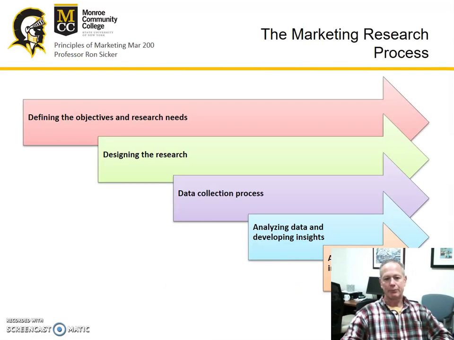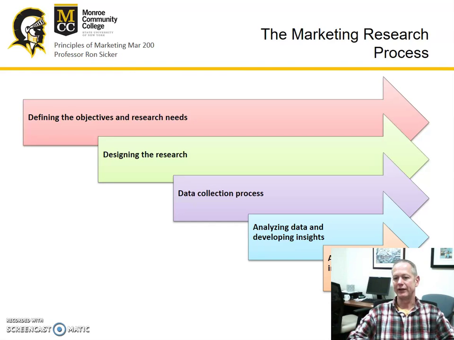So really the process starts with defining the objective. What do you want to know? Do you want to know what price? Do you want to know what new products to come out with? Do you want to know what new target markets to reach? Do you want to know what type of segments are the most viable segments for your product? So really the first thing you've got to understand is, what do you need? What are your research needs?